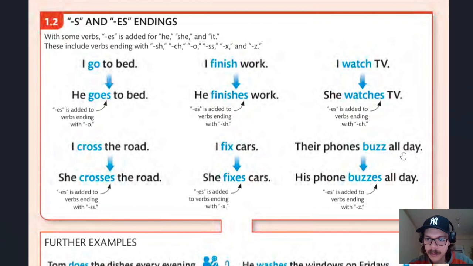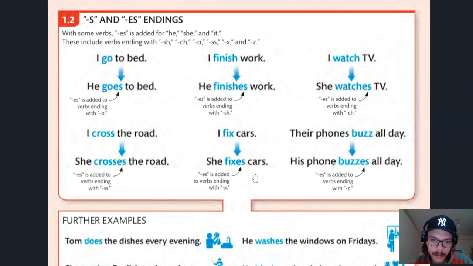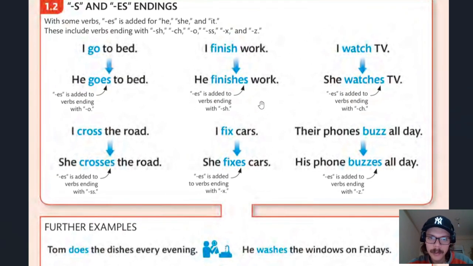Their phones buzz all day. His phone buzzes all day. You can see one example for each of the different categories. So verbs ending in O, ending in SH, ending in CH, double S, X, and Z. Okay? So this is just mostly for writing. Keep that in mind. And for the pronunciation, it'll come naturally, as I mentioned. Okay?